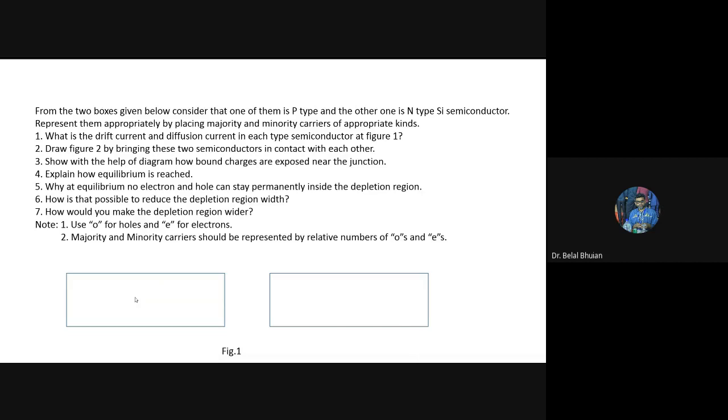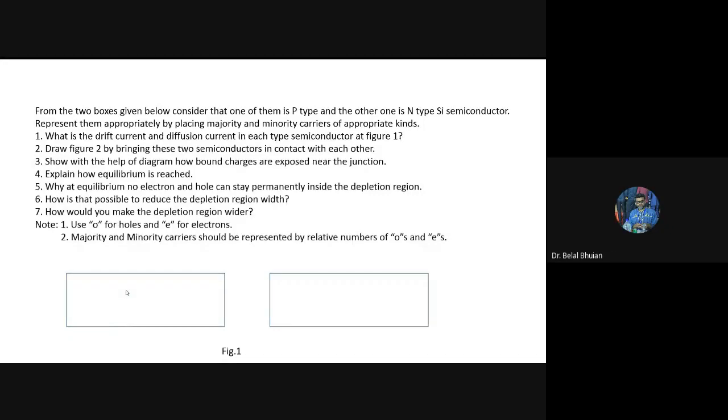In regards to drift current, for drift current to take place, we must have an electric field. However, we don't see any electric field. So when the semiconductors are isolated from each other and in equilibrium condition, we are not going to see any drift current or diffusion current. Is that explanation all right? Yes, sir. Okay, so this is our question 1.